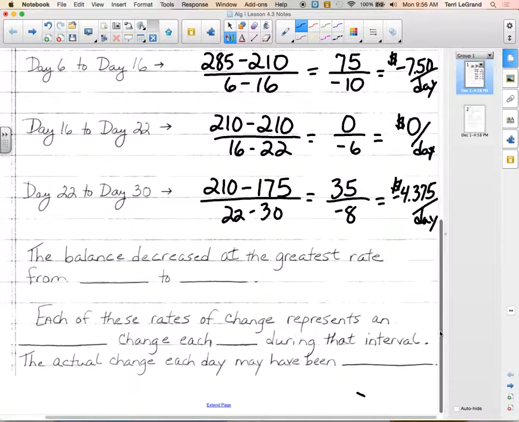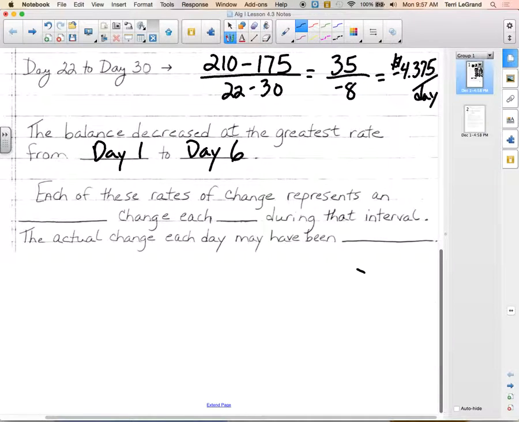So the other thing we're supposed to find is over which interval did the balance decrease at the greatest rate. So from which day to which day is the bank balance going down the most? Day 1 to day 6. At the beginning of it, day 1 to day 6, the bank balance actually decreased the most.